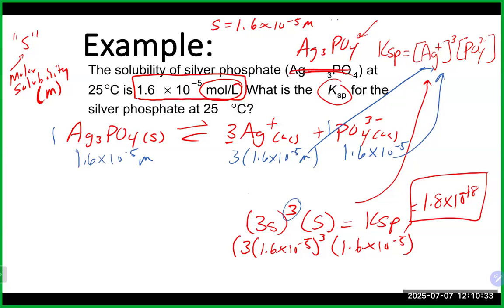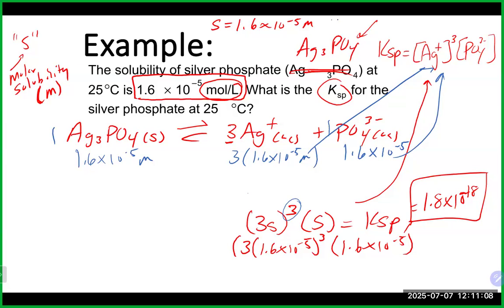Now, by the way, when you solve for S, S is the molar solubility, and it typically is the molar solubility of the whole thing, like the silver phosphate. So when we solve for S, or we're given that S of 1.6 times 10 to the minus 5, that is really the molar solubility of the silver phosphate. But because it is a 3-to-1, the concentration of silver ions at equilibrium is 3 times that number if you're asked that question. And if you want the concentration of just the phosphate, it is 1.6 times 10 to the minus 5.